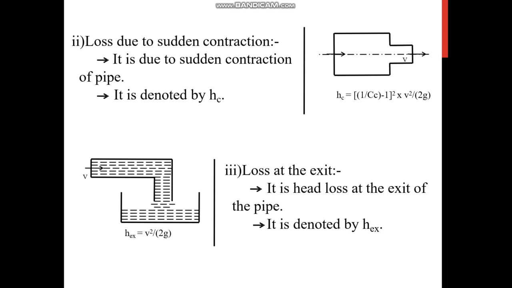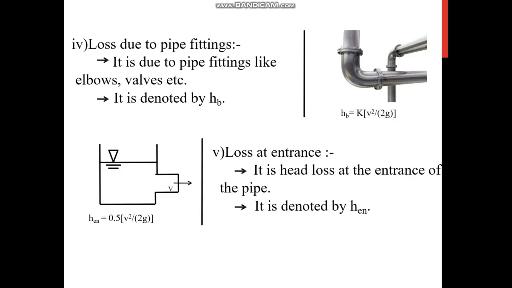The third loss is the loss at the exit. You can see the figure. At the end of the pipe, the fluid is flowing from the end of the pipe to the container, and this loss is known as loss at the exit of the pipe, and it is denoted as HX. X means exit.